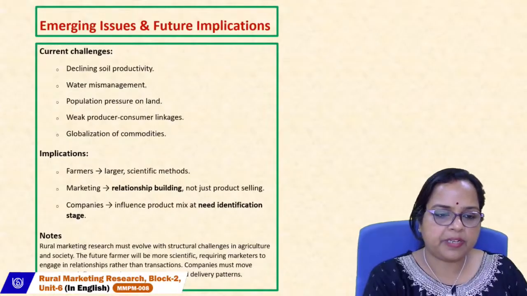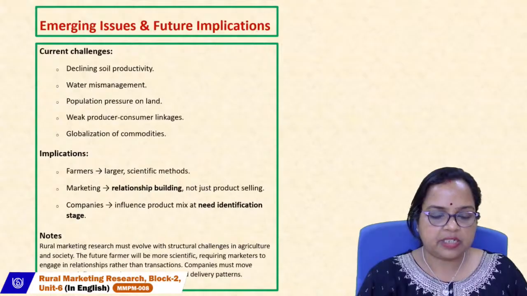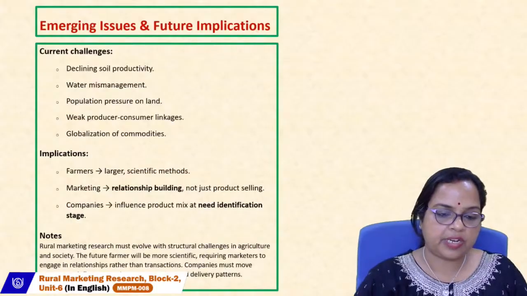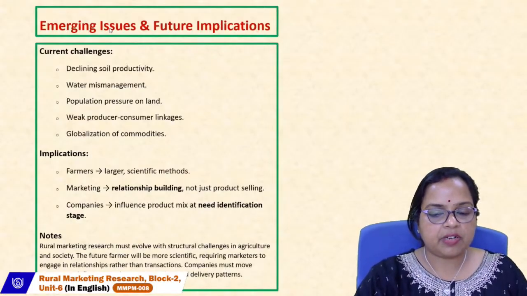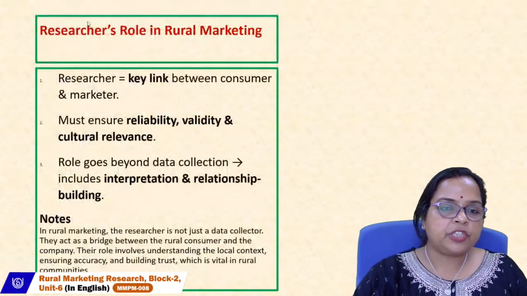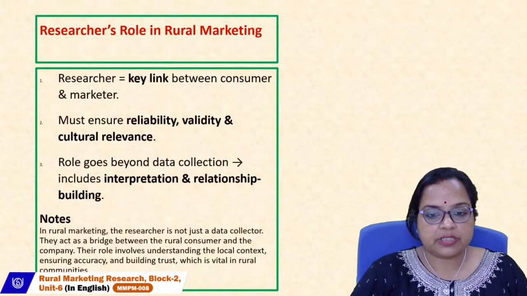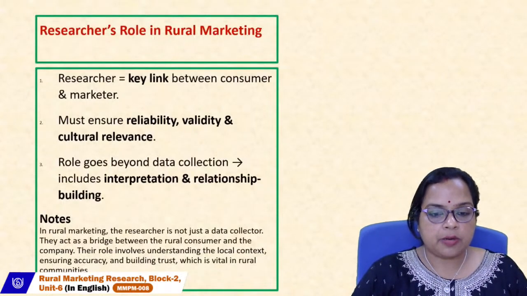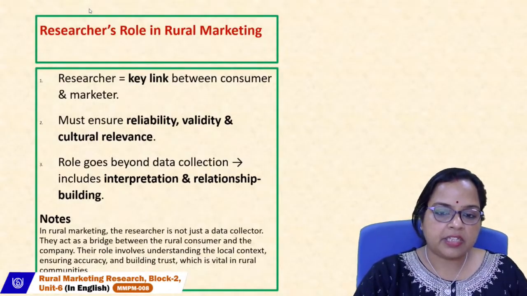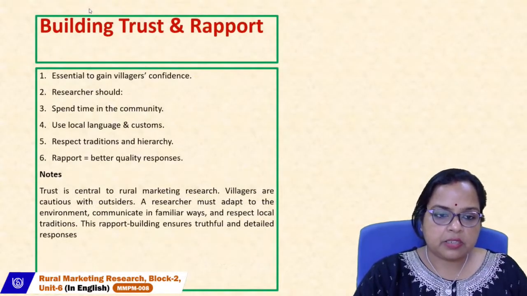Emerging issues and future implications: rural marketing research must evolve with structural challenges in agriculture and society. The future farmer will be more scientific, requiring marketers to engage in relationships rather than transactions. You need to build a relationship of trust to sell your product. What is the role of the researcher in the rural market? In rural marketing, the researcher is not just a data collector. He is bridging the gap between the rural consumer and the company, and he is understanding the need of the consumer better than the company. He is building the trust and rapport.